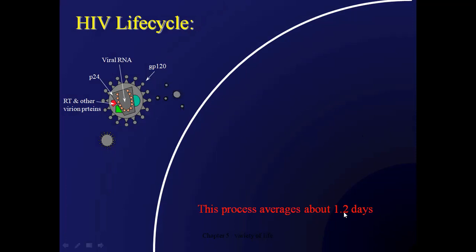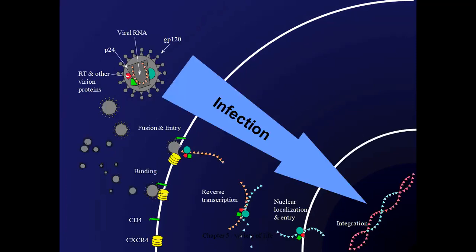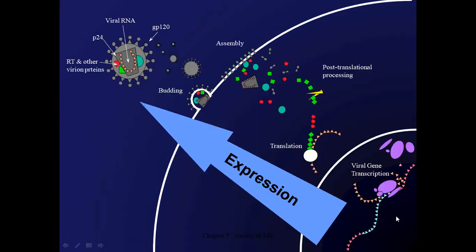This process on an average takes about 1 to 2 days, but the incubation period is about 8 to 10 years. Now, this is the stage of infection: fusion and entry, reverse transcription, nuclear localization, integration. Now the stage of expression: transcription, translation, post-translational processing, assembly, budding or lysis. This is the second stage of the viral infection, which is known as expression.